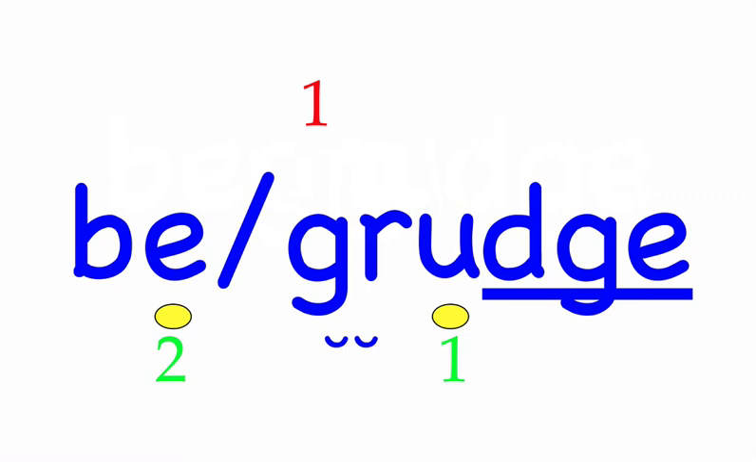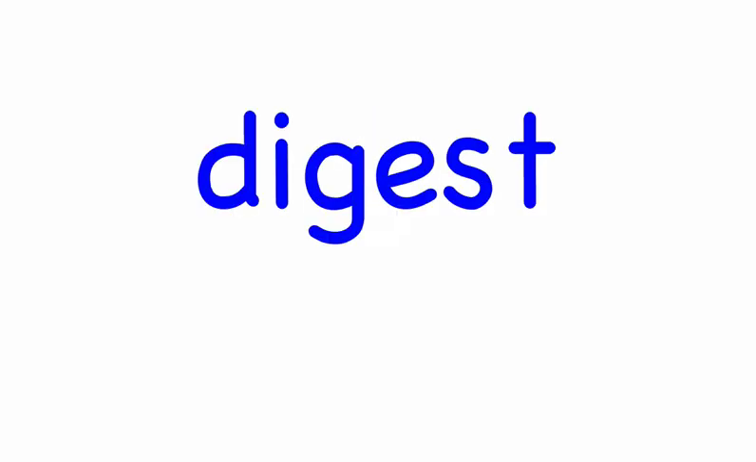Row 6, digest. Digest. It will take me a moment to digest this information. Digest. Die has two sounds. D, I. Jest. Four sounds. J, E, S, T. Digest. Mark the word.